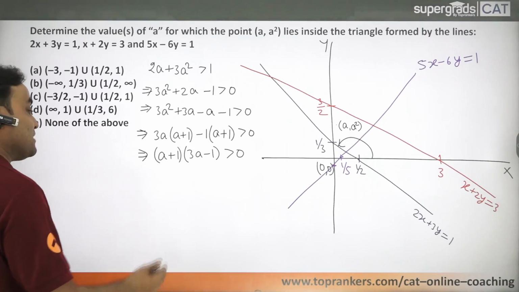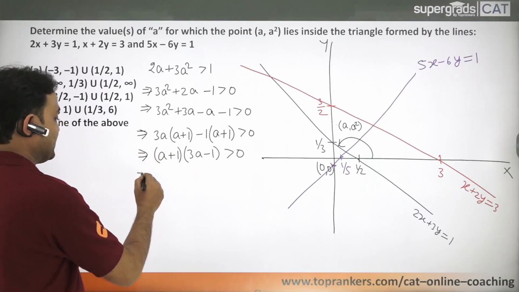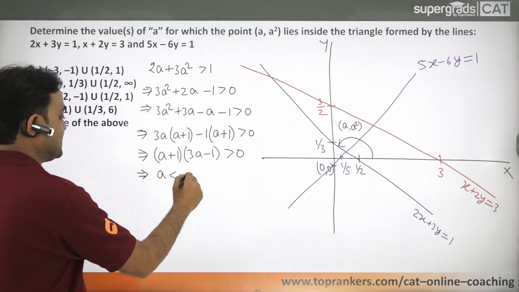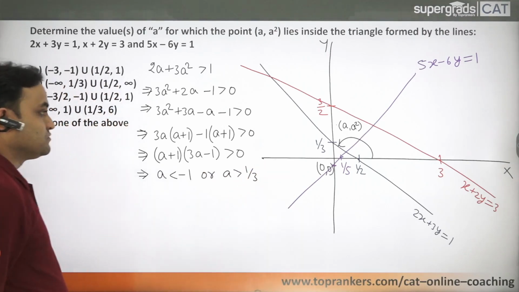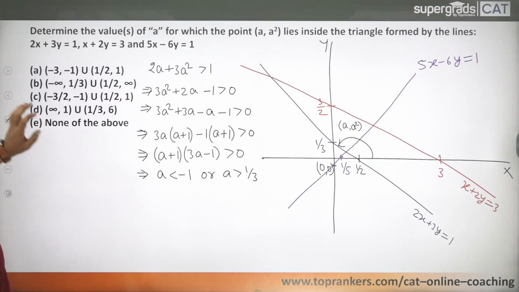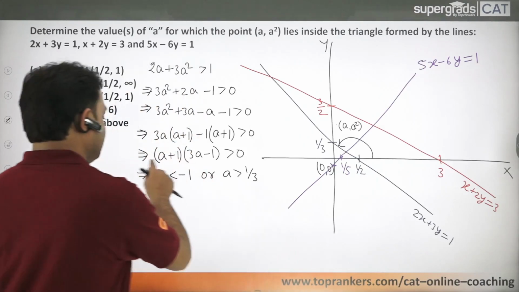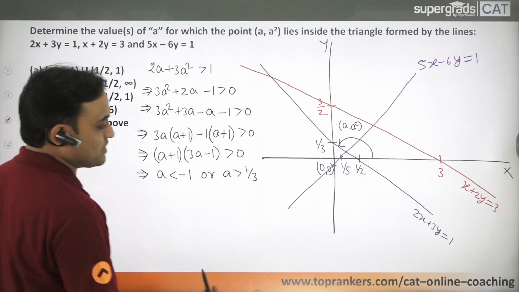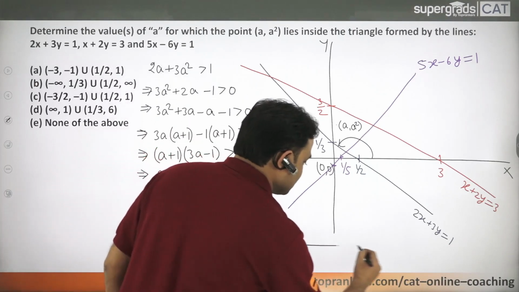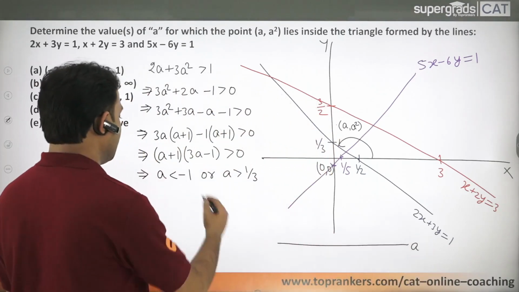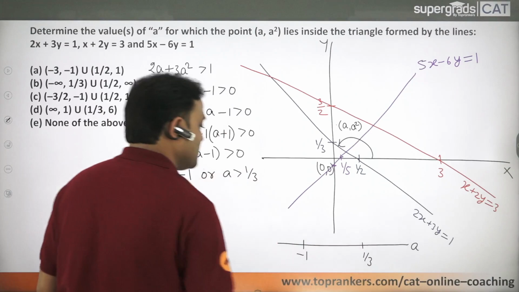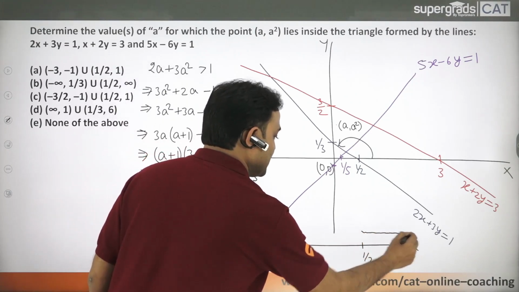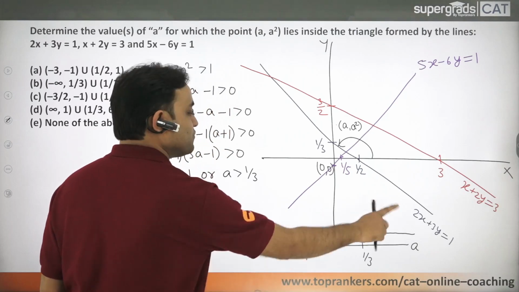So what are the critical points? If this should be greater than 0, then a must be less than minus 1, or a must be greater than 1 by 3. So if I draw this on a number line, what do we get? Let's draw this line. This denotes a. We have 2 points, minus 1 and 1 by 3. So we are getting this range for a for this one line.